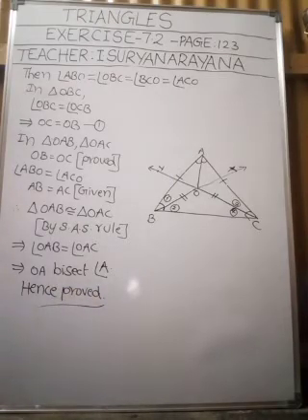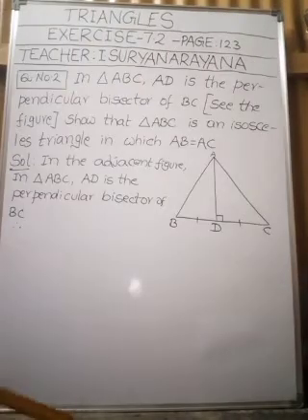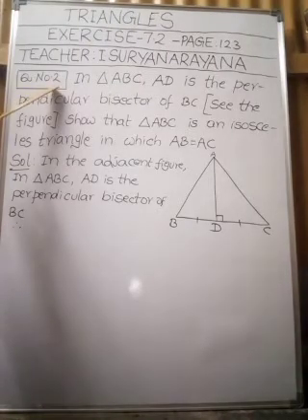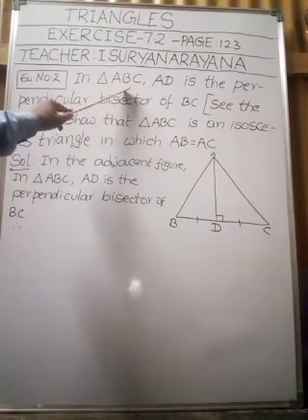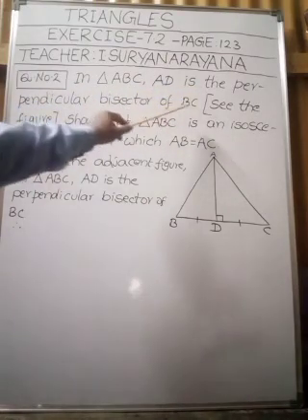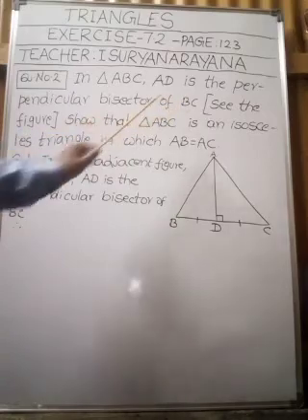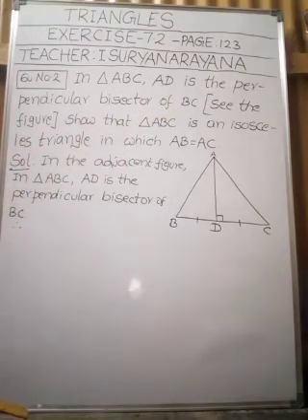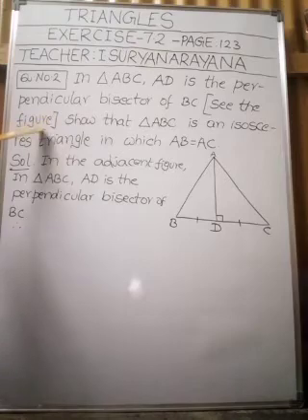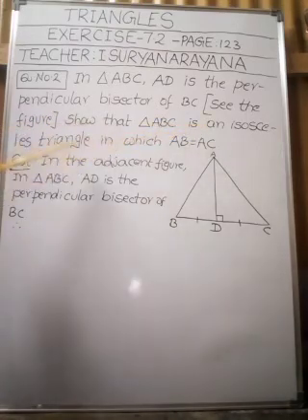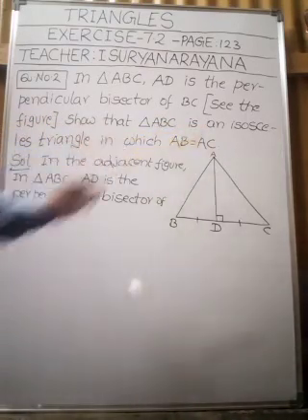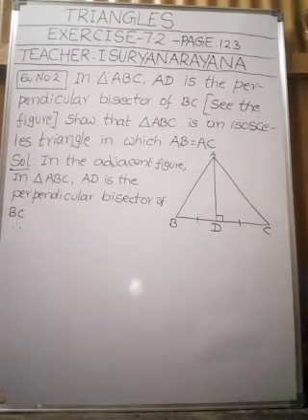Understood, my dear children? Right. Now come to question number 2. Next question. In triangle ABC, AD is the perpendicular bisector of BC. Okay, my dear children. Immediately you have to recall the knowledge. What is meant by perpendicular bisector? Without knowing it, you can't solve this problem. See the figure. Show that triangle ABC is an isosceles triangle in which AB is equal to AC. Understood this question, my children?